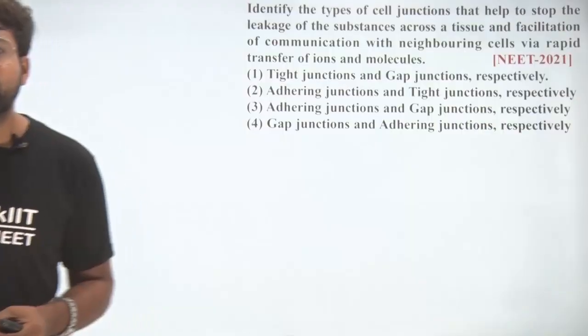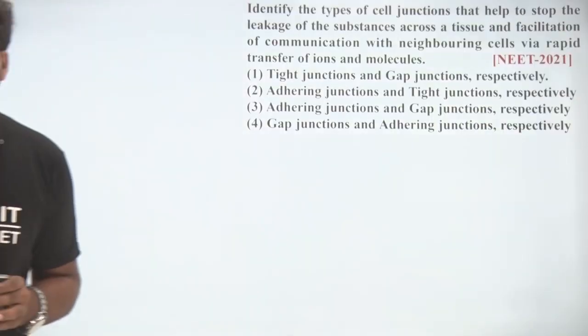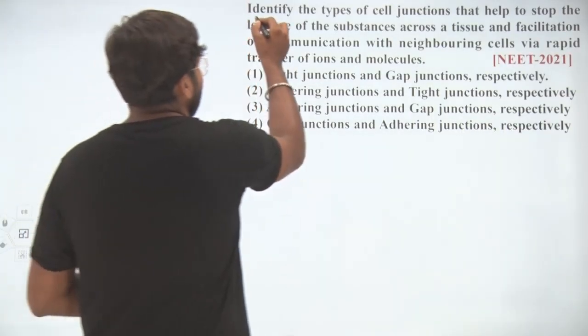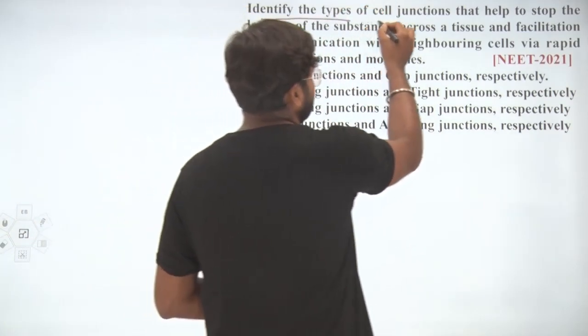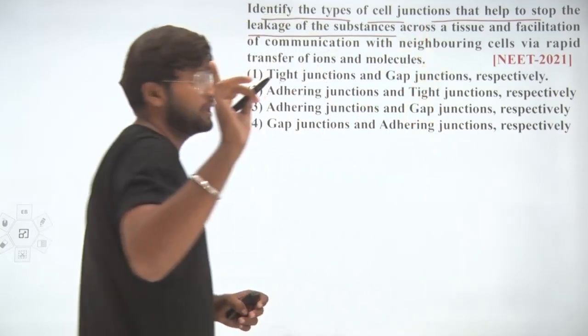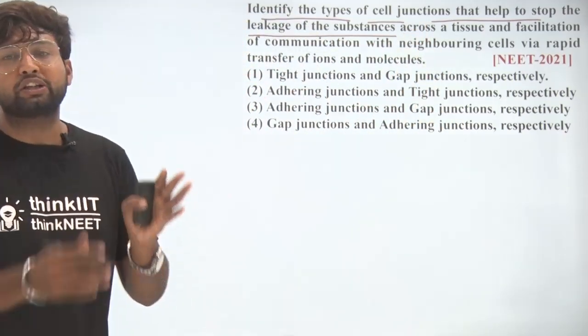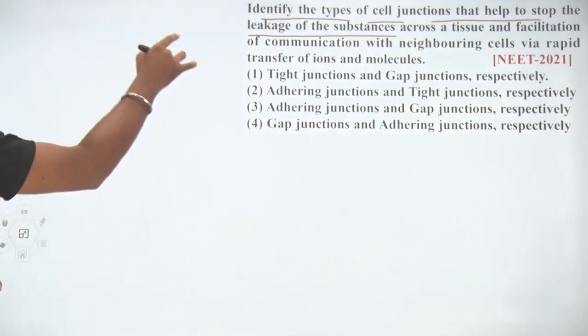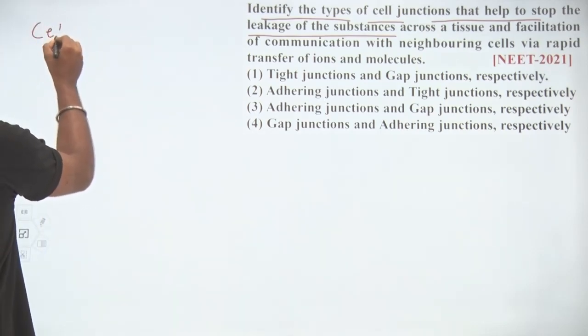Copy down. Hey students, let's have a look toward the next question. The question says, identify the types of cell junction that help to stop the leakage of substance. Look at here. Don't read the full question. Just divide this question into two parts. It is asking for what? It is asking for the junctions.